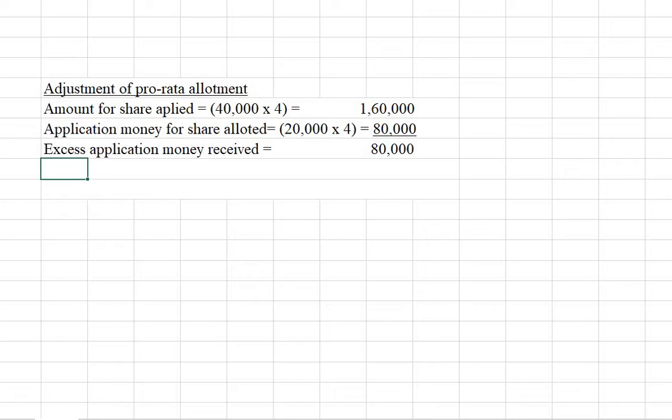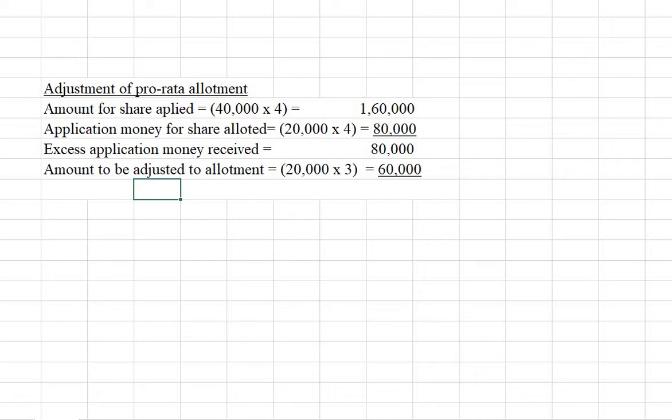So let us write that the amount to be adjusted to allotment. Since the amount needed for the allotted shares is less than the oversubscription, we can transfer only what is needed. So 60,000 will be transferred to allotment. Then this 60,000 is transferred to allotment.